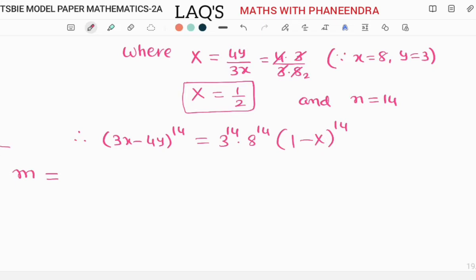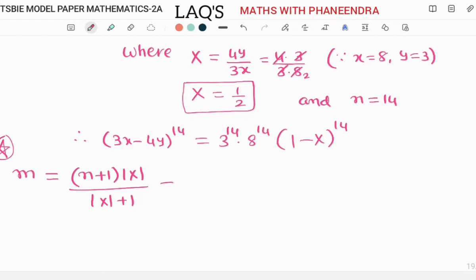Consider the value m. This m is equal to small n plus 1 into capital X, mod capital X by capital X plus 1 value. Based on this value of m, we decide whether this expansion contains two numerically greatest terms or more than one greatest term. We will observe that.